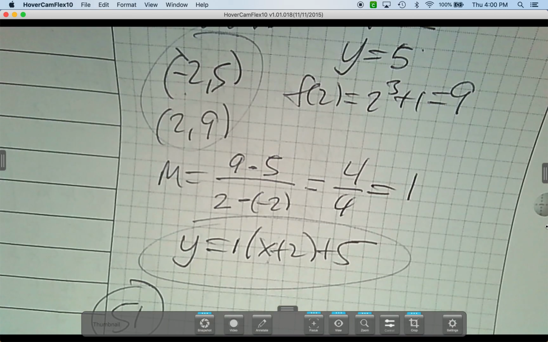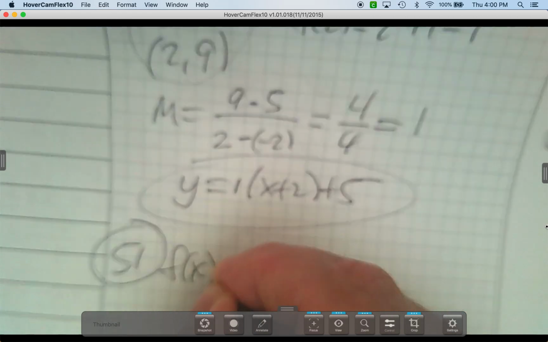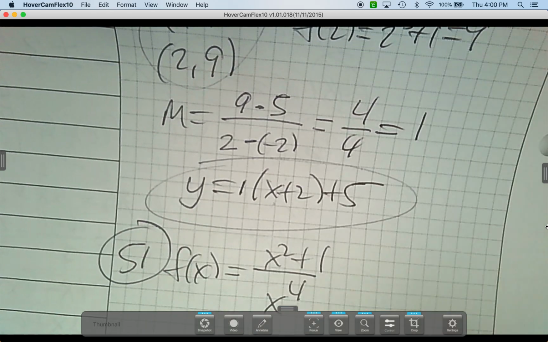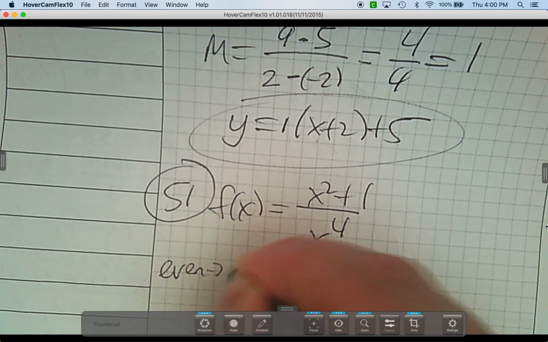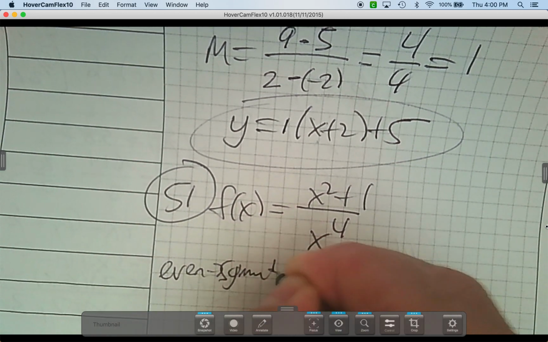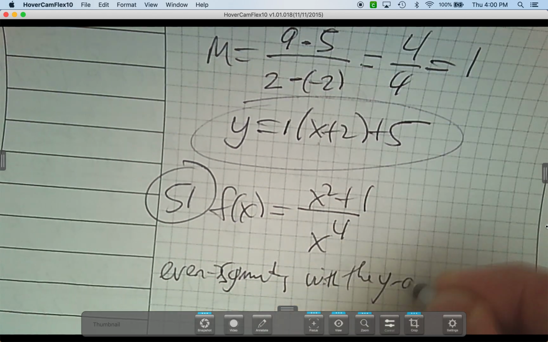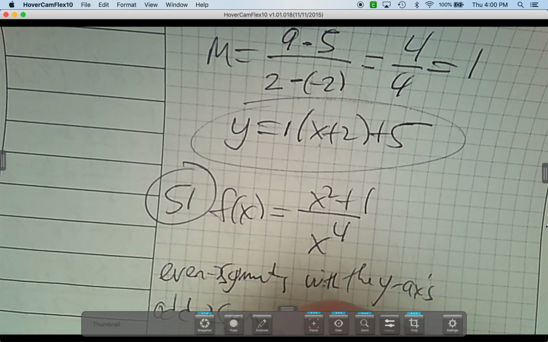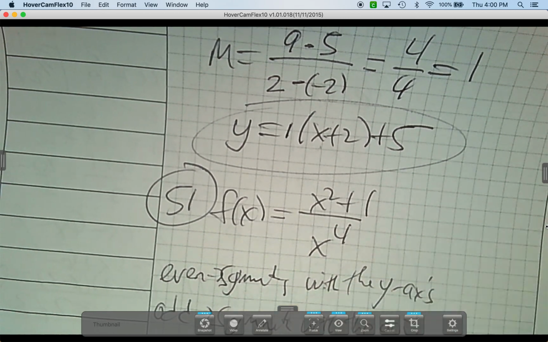All right, last one. Number 51. It says, without using a calculator, classify if this is even, odd, or neither. So, a function is even when it has symmetry with the y-axis. Odd means it has symmetry with the origin. Now, I'll give you the most obvious examples.